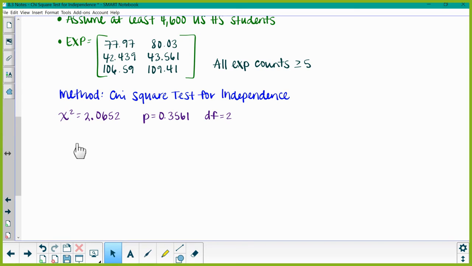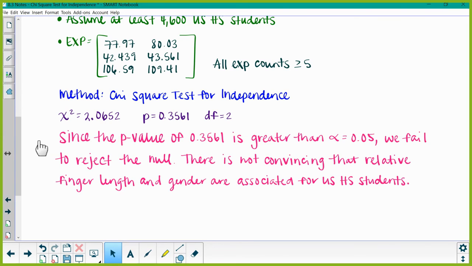Since the p-value of 0.3561 is greater than alpha, we fail to reject the null. There is not convincing evidence, there's an evidence missing there, that relative finger length and gender are associated for US high school students. So I'm going to go ahead and add in evidence. There we go.